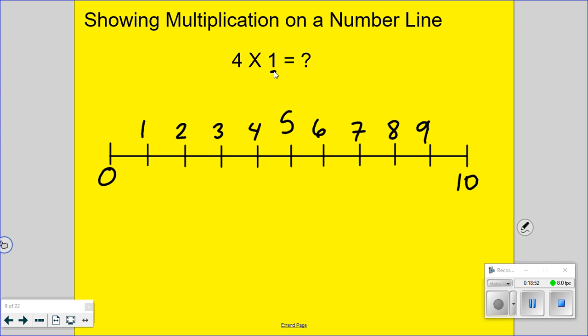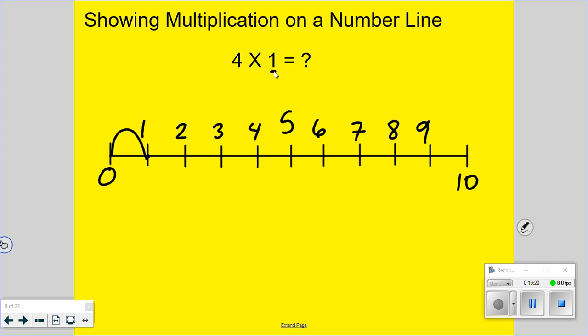So we know, Penelope, that 4 means we're doing 4 hops. But that next number tells us how many numbers I need to skip. I'm only skipping by 1. Is 1 going to be a big hop or a little hop? Little hop. So I'm going to start at 0, and I'm going to go 1 number. Where did I end up? Right on 1.